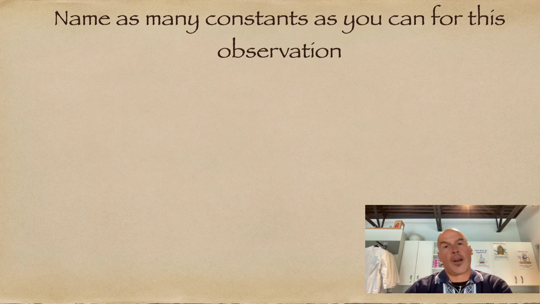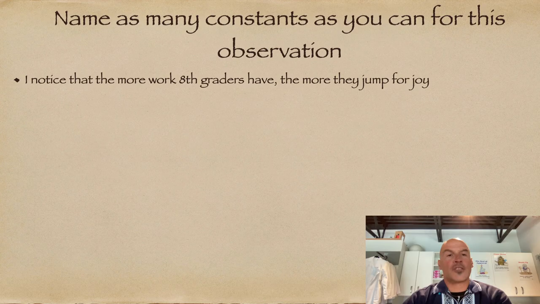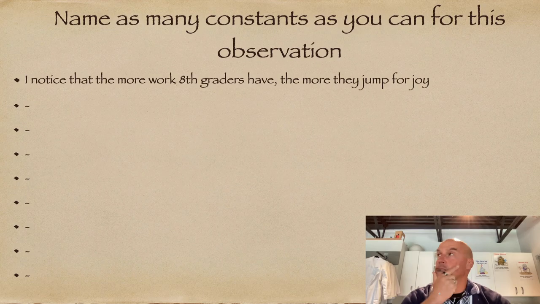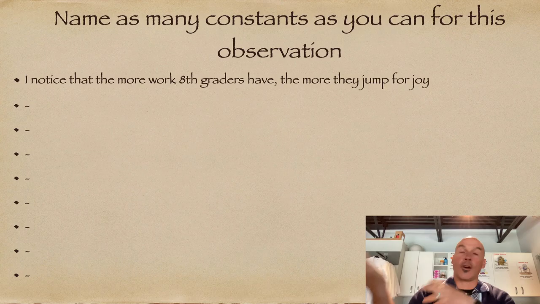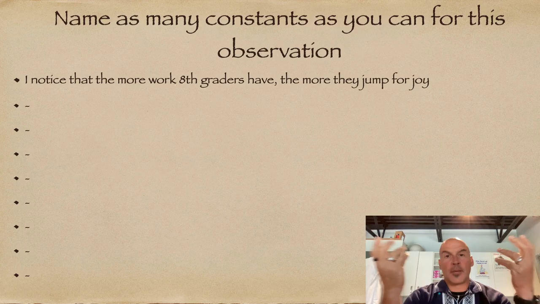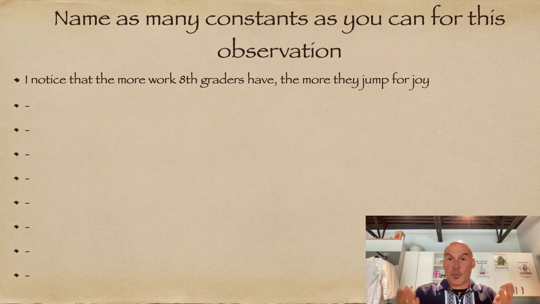All right, so let's go ahead and name as many constants as you can for this observation. So I noticed that the more work eighth graders have, the more they jump for joy. So what would my constants be here? I don't know, maybe the type of work. So if I give them a whole bunch of science work versus I tell them to dig holes, that is going to be different. So in my experiment, the type of work has to be a constant. If I'm going to measure the amount of work, it's got to be the same type of work. I can't have a bunch painting a room and a bunch digging holes and then a bunch doing science homework. So name as many constants as you can for this observation.